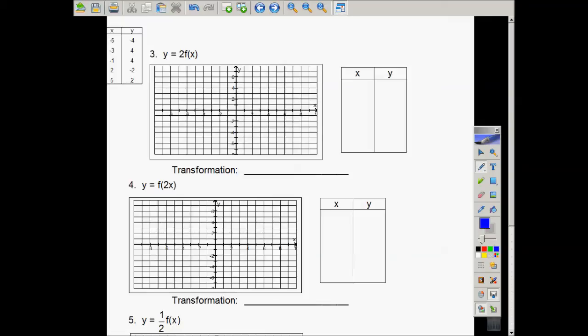All right, so here we go. I have a constant outside. So am I affecting x or y? Y. Because this is essentially saying 2 times y, right? Yeah. So to every y value, I'm going to do what to it? Am I doing anything to my x values? No. So my x values are going to stay the same. -5, -3, -1, 2, 5.